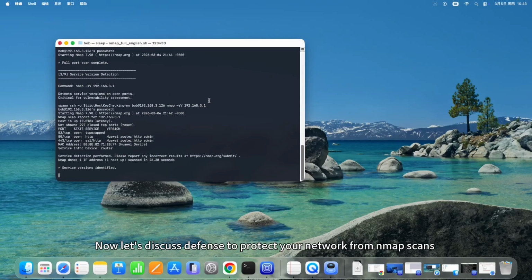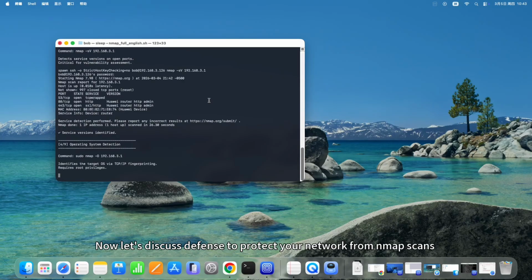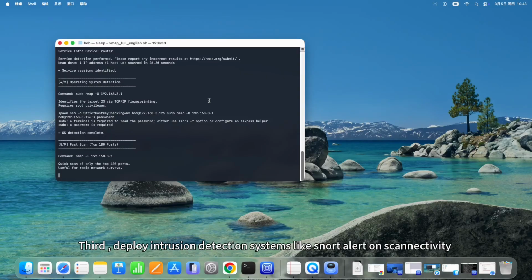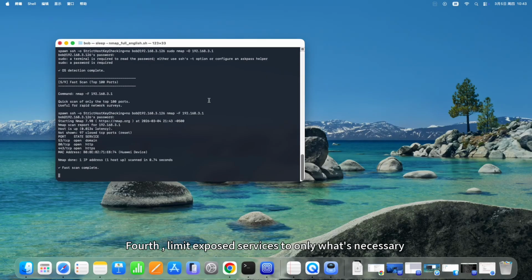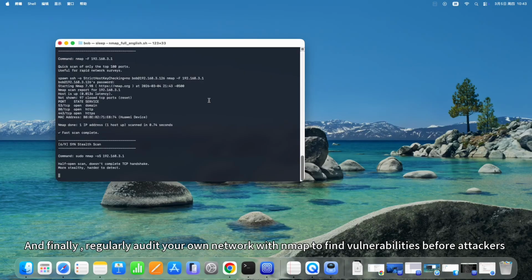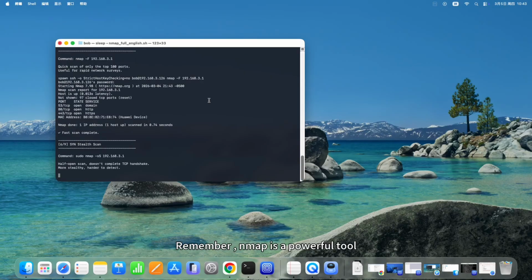Now let's discuss defense. To protect your network from Nmap scans, first, implement a firewall to block unauthorized scan attempts. Second, use port knocking for sensitive services. Third, deploy intrusion detection systems like Snort to alert on scan activity. Fourth, limit exposed services to only what's necessary. And finally, regularly audit your own network with Nmap to find vulnerabilities before attackers do.